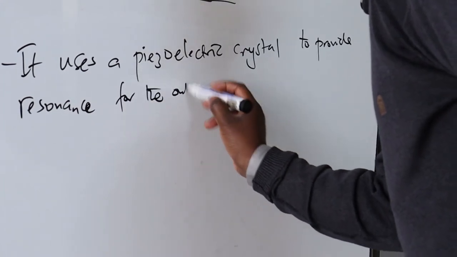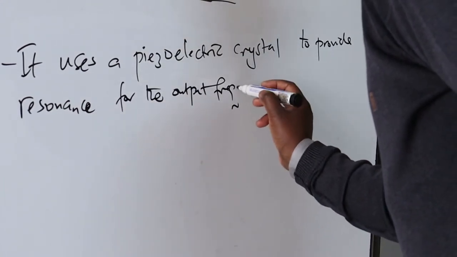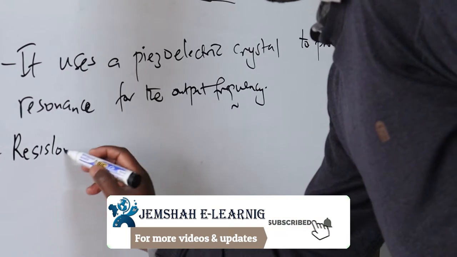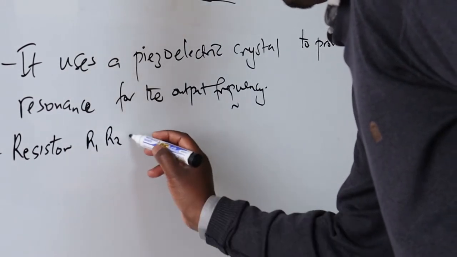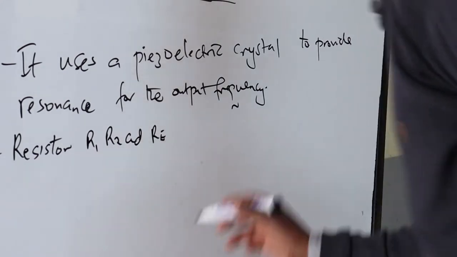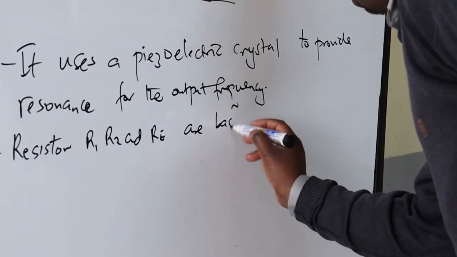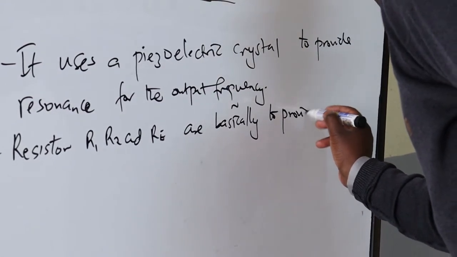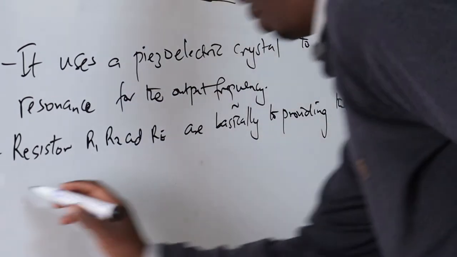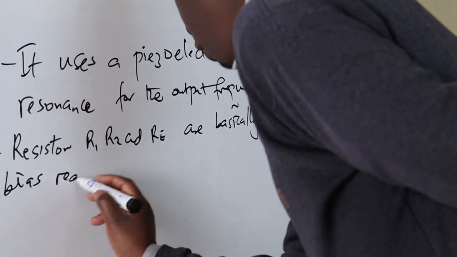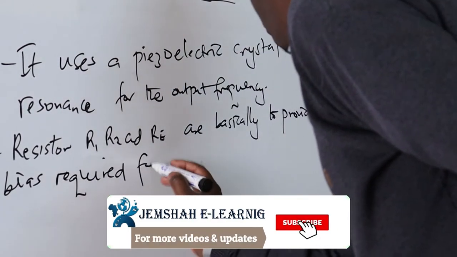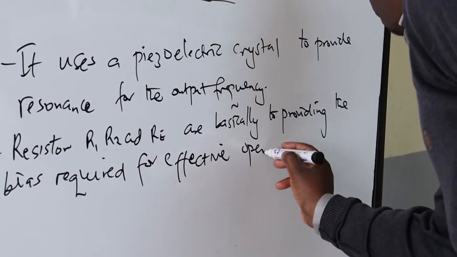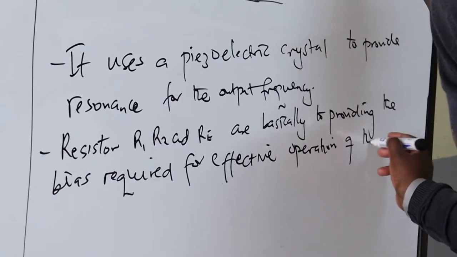For the output frequency, resistors R1, R2, and RE are basically providing the bias required for effective operation of the circuit.